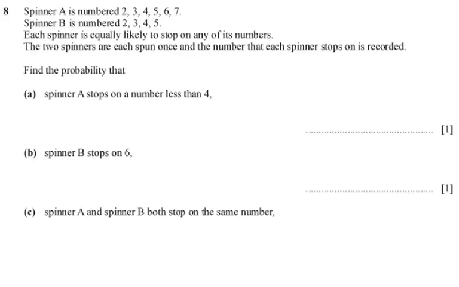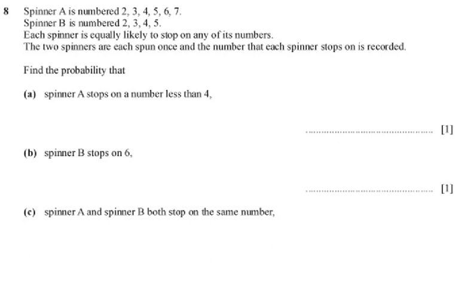So we've got two spinners. One has the numbers 2, 3, 4, 5, 6, and 7. And the second one, spinner B, has the numbers 2, 3, 4, 5. They're equally likely to stop on any of the numbers. And the two spinners are each spun once, and the numbers on the spinners are recorded.